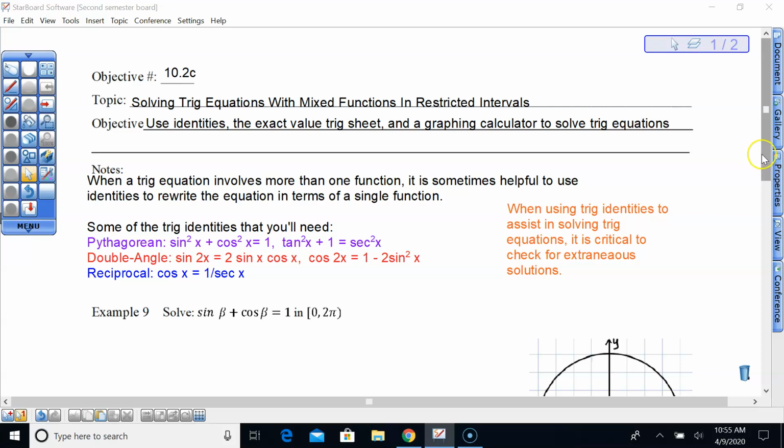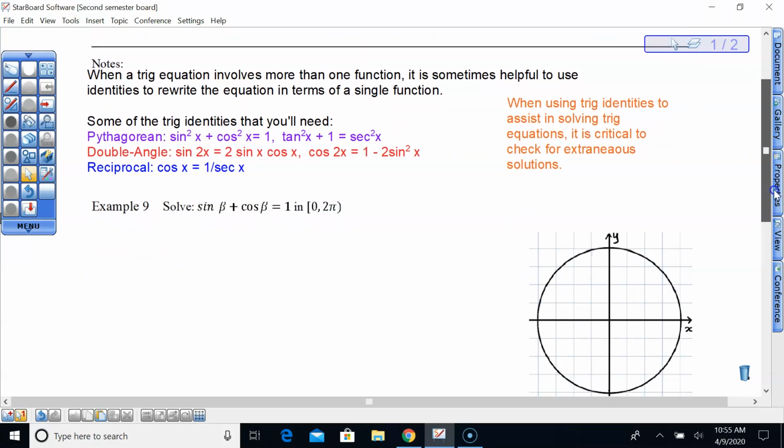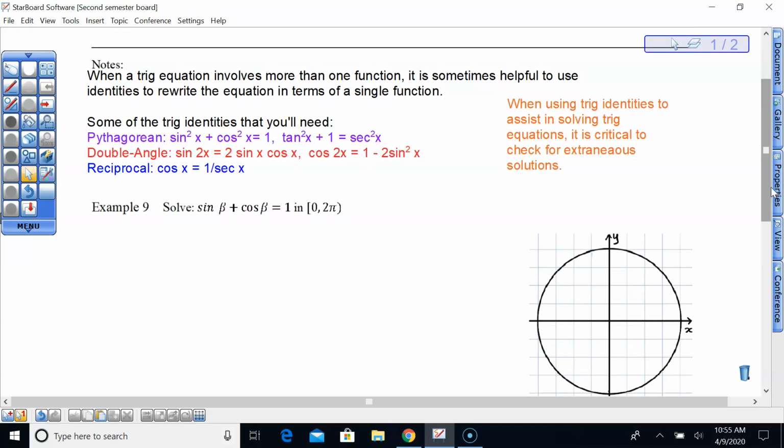Okay, some trig identities that you'll need for today's notes. You get your Pythagorean identities, sine squared x plus cosine squared x equals 1. And of course, you can rearrange that, solve it for sine squared x or cosine squared x. And tangent squared x plus 1 equals secant squared x. I might have given you one on your homework where you'd use the cotangent squared x plus 1 equals cosecant squared x. So make sure that you have those available.